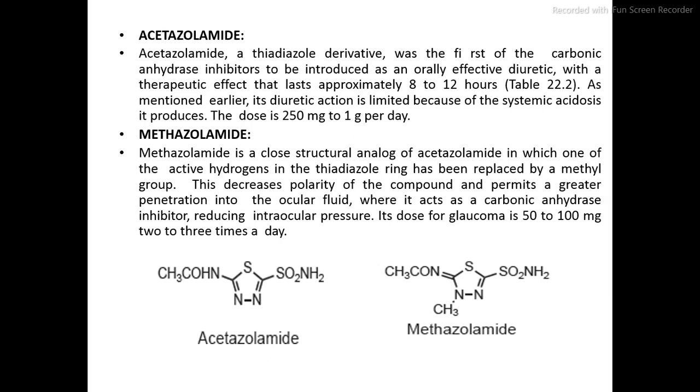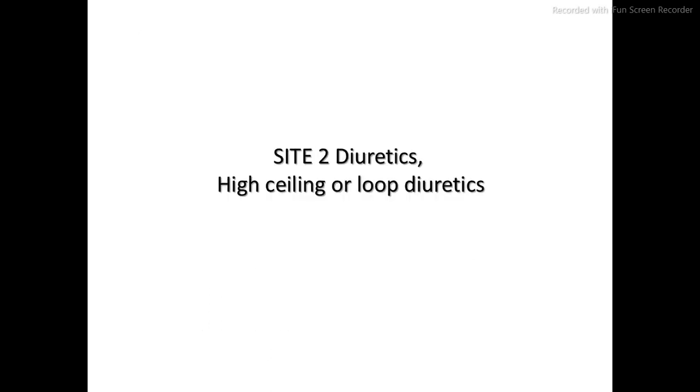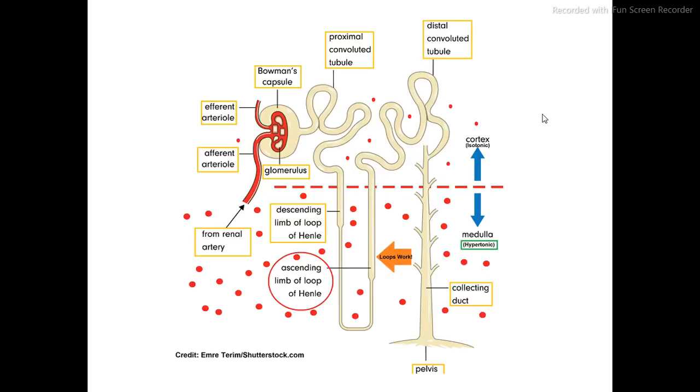The next class of diuretics is the site 2 diuretics, also known as high ceiling or loop diuretics. As we all know the basic structure of how urine is produced, this is where the loop diuretics work. This is the loop of Henle, the ascending loop of Henle. It works here.